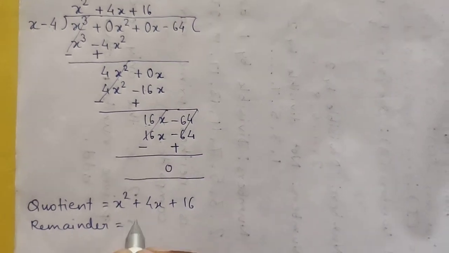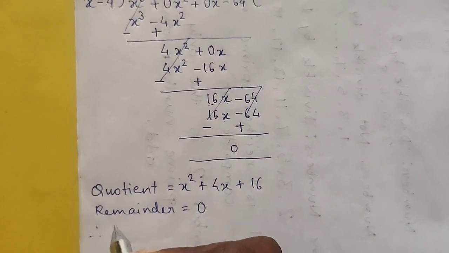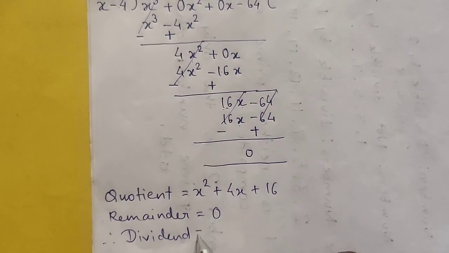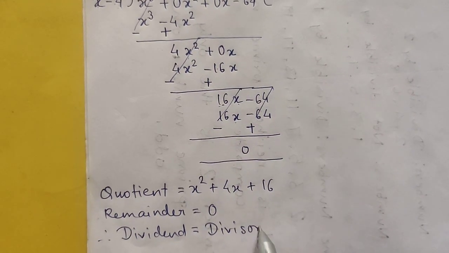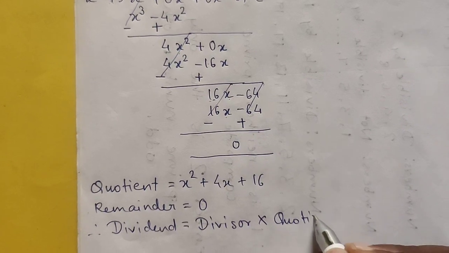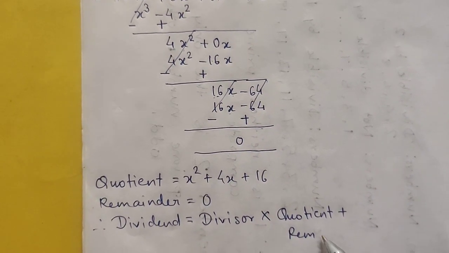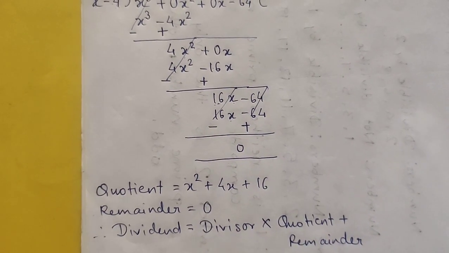Okay, remainder equals 0. Now in the next step you are going to write your formula, that is dividend is equal to divisor into quotient plus remainder. Okay, now let us write your final answer.